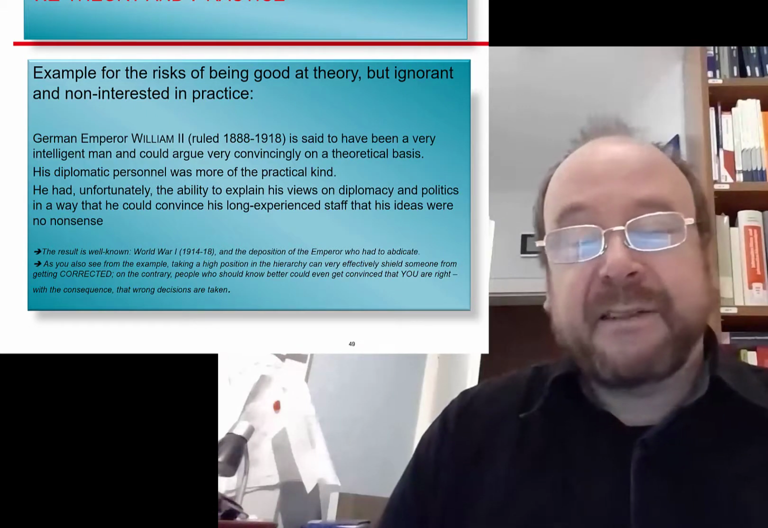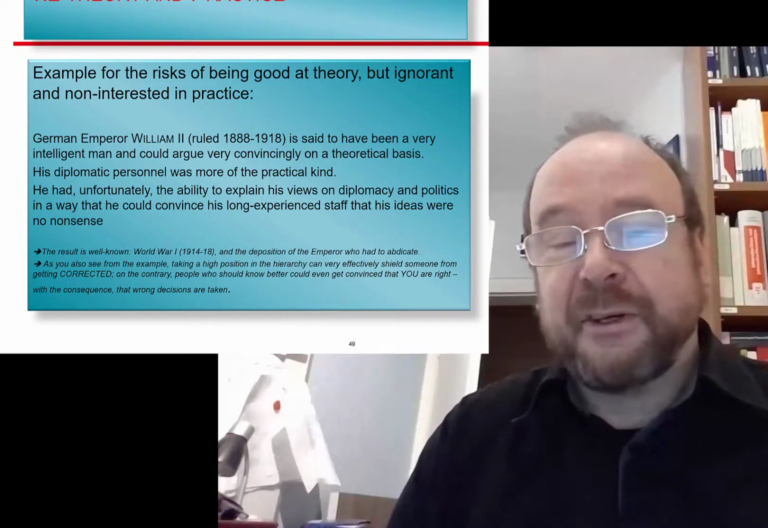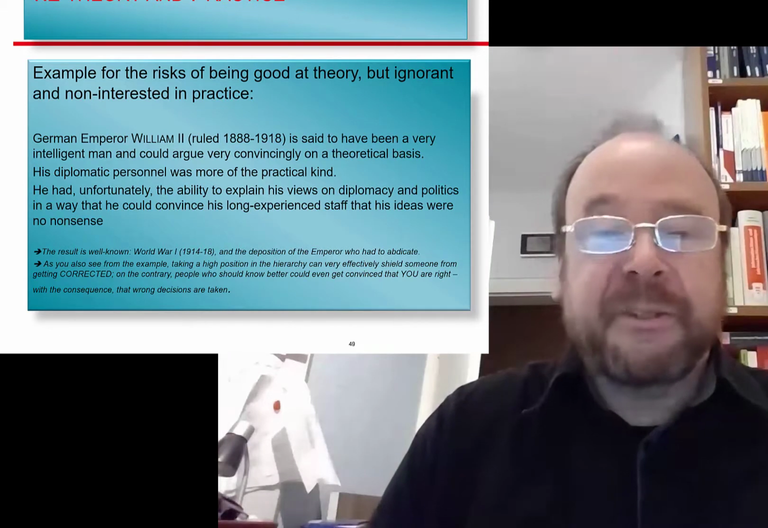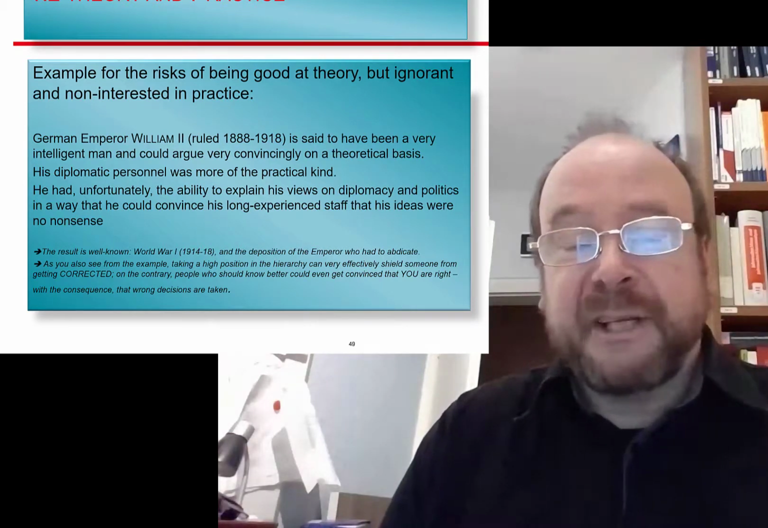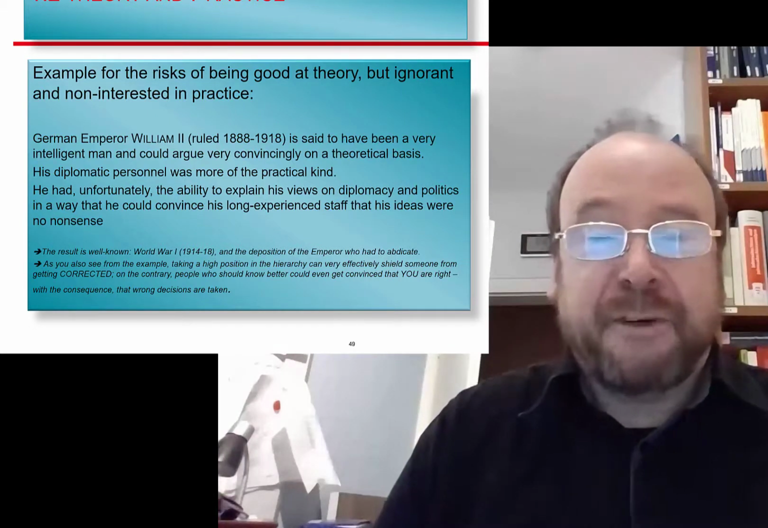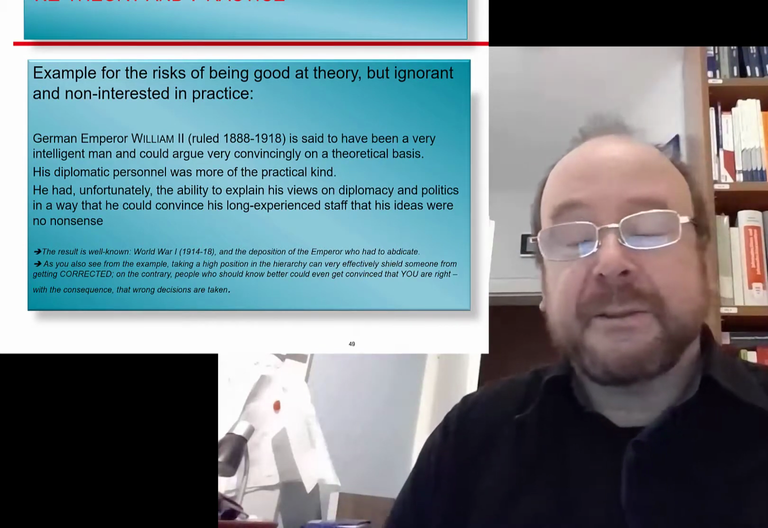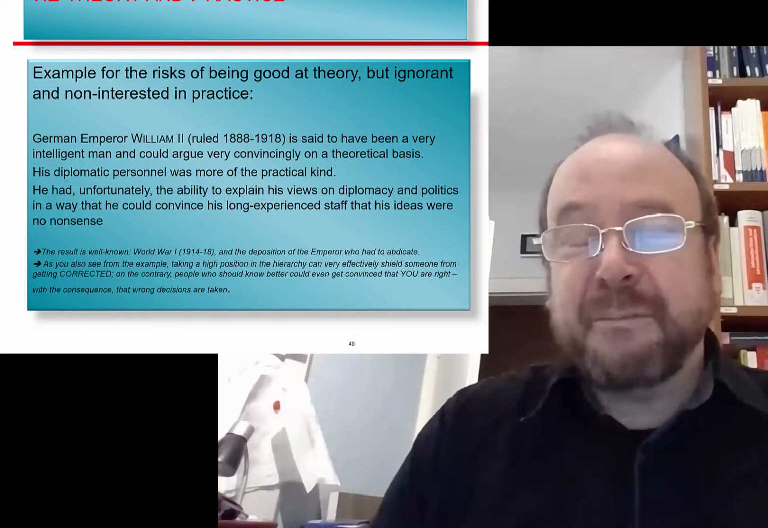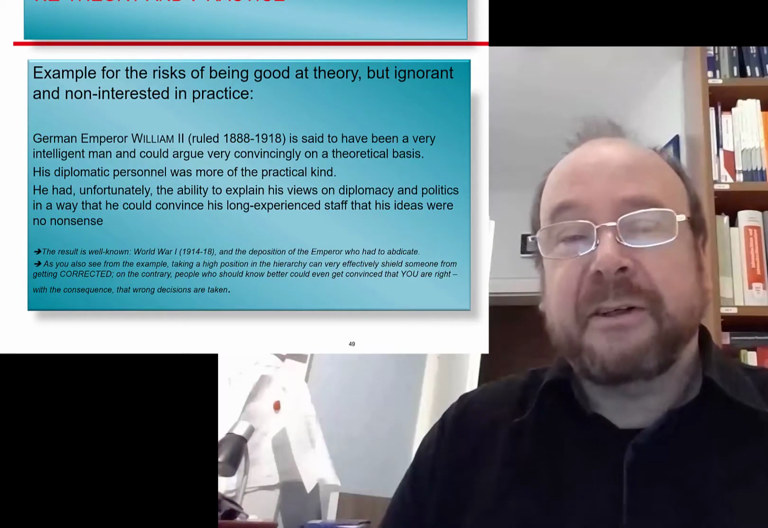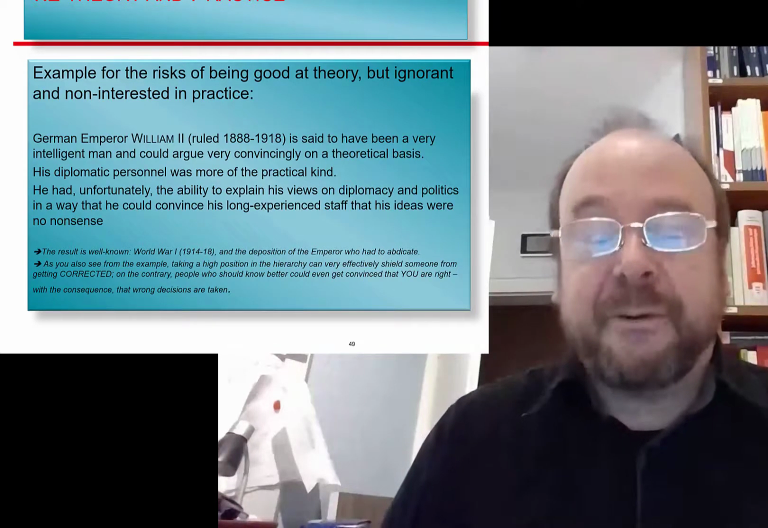The diplomats had only a practical knowledge, and in the end he could talk their ears off in a way that they were willing to believe him. The result was well known. German diplomacy ended up causing World War I, and in the end the emperor found himself dethroned and sitting in Dutch exile. So if you have a higher position in hierarchy, arguing convincingly but wrongly on an imperfect theoretical basis can even be highly dangerous for all people involved.